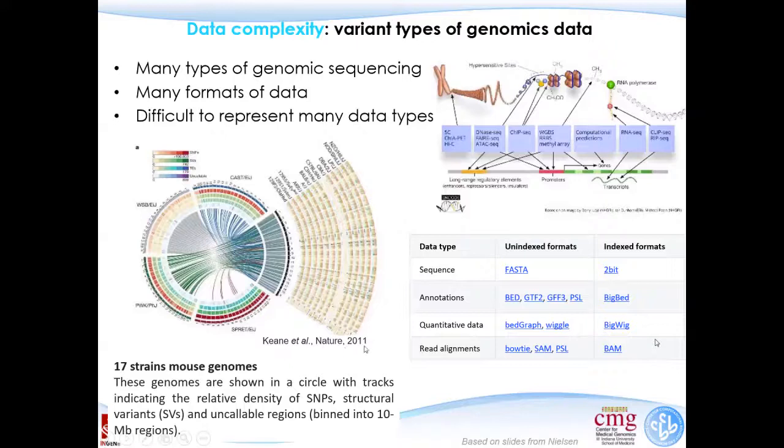So this is a figure from a Nature paper published in 2011. This figure shows 17 strains of mouse genome. So 13 over here and another 4 mouse strains over here. Each bar is one of the genetic mutations in the genome. And the links show how the different strains of mouse are close to each other.